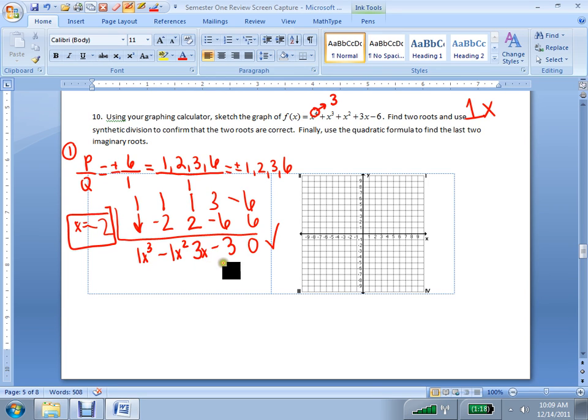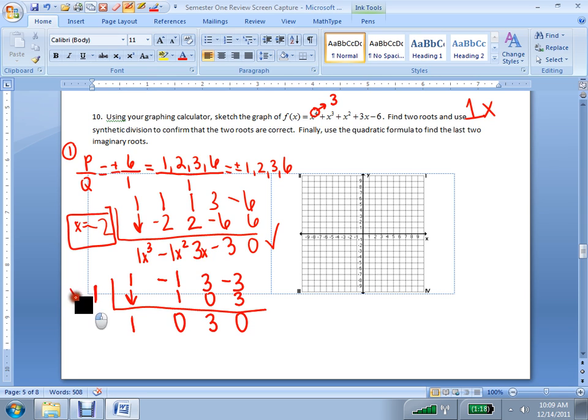So then you're going to take all those numbers and just pick another random number. So let's just pick 1. I don't know, it might work. So then you do 1, -1, 3, and -3. Then you do the synthetic division all over again. Okay, oh, look at that. 1 is an x-intercept. Yay. So then you've simplified it as much as you possibly can.